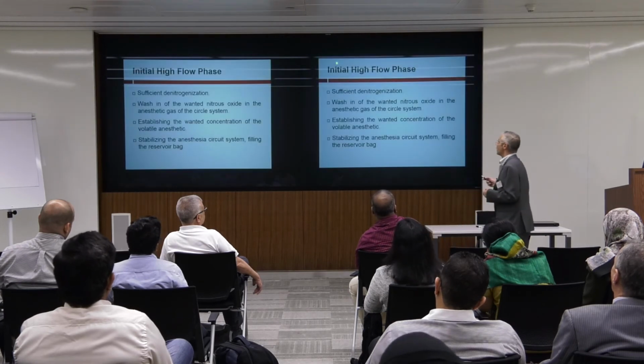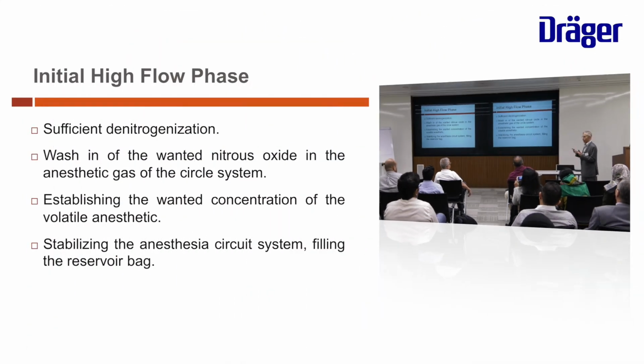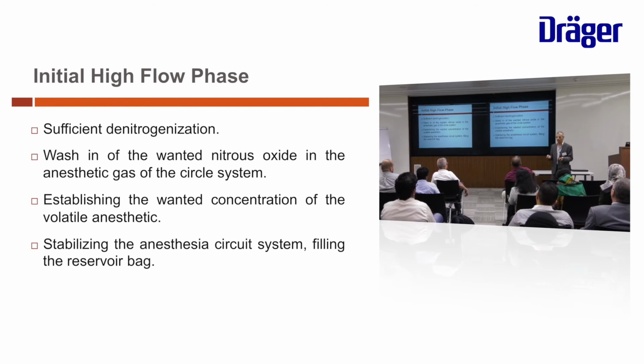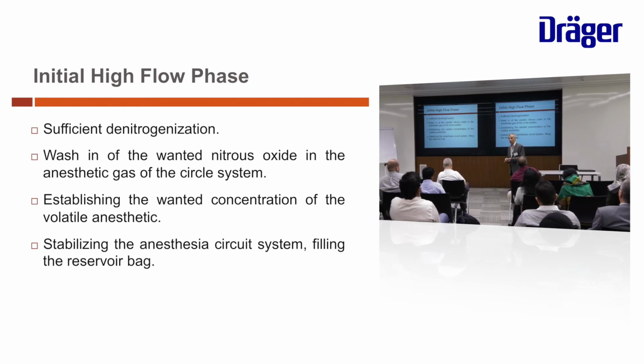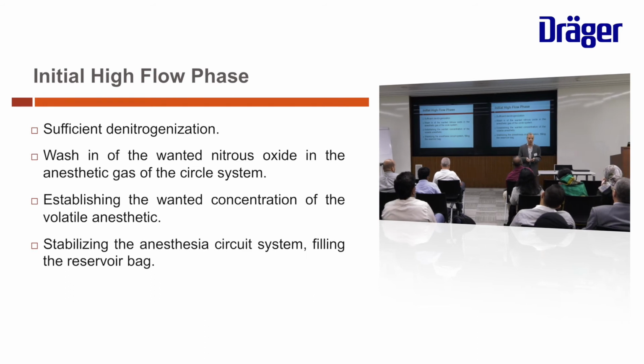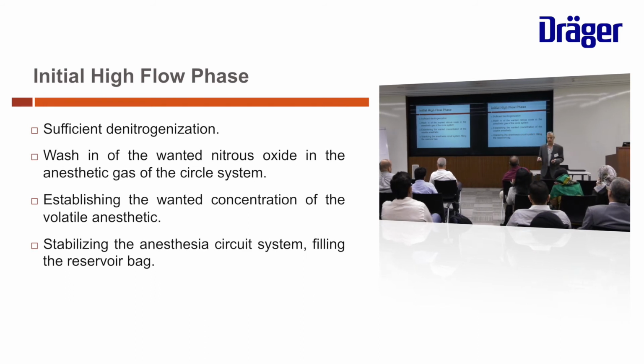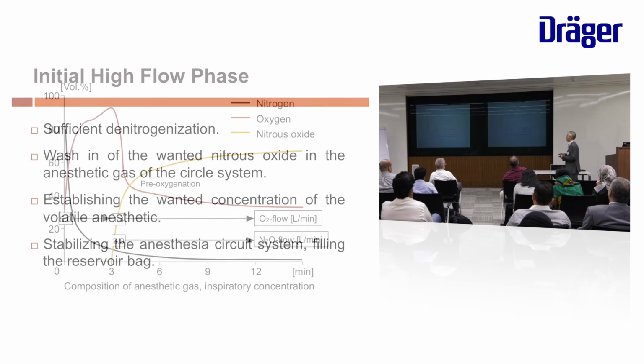So initial high flow, of course, we have to go for sufficient denitrogenation by pre-oxygenation, and we have to do the pre-oxygenation with at least 5 liters and above, from 5 to 6 liters, 100% oxygen. We will let the patient breathe for 3 to 4 minutes, aiming at 100% denitrogenation. To wash off the unwanted nitrous oxide in the anesthesia, establish the wanted concentration of volatile anesthetic, stabilize the anesthesia circuit system, filling the reservoir bag.